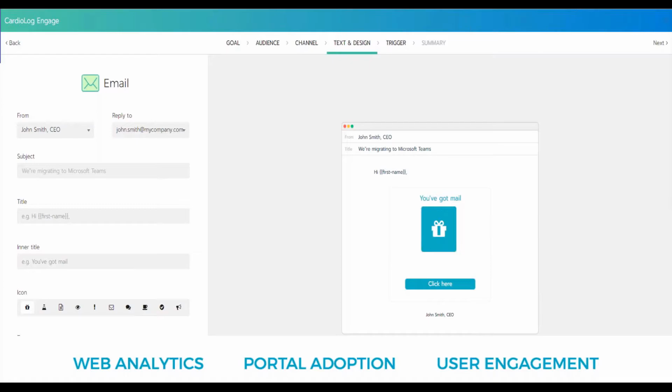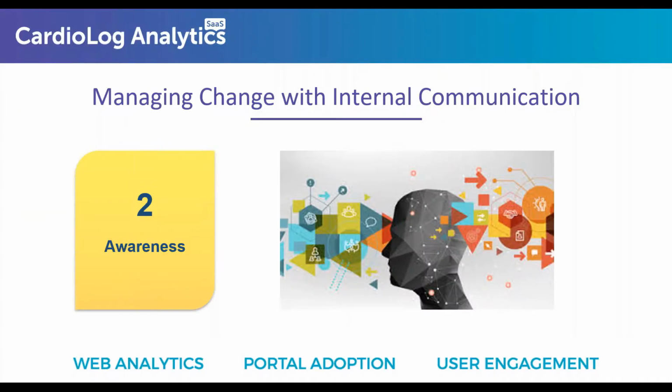Now let's take a closer look at how you can raise awareness as part of your change management strategy during your migration. The second step to a successful change management strategy is raising awareness. You need to inform, involve, and inspire your users in order to see the expected behavior change required of a new technology deployment. Keeping your employees in the loop and making them feel heard will result in a much higher adoption rate.